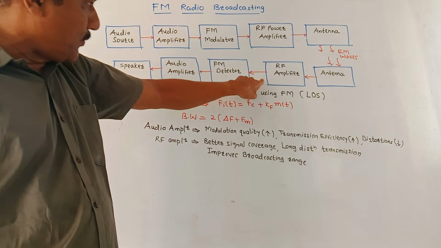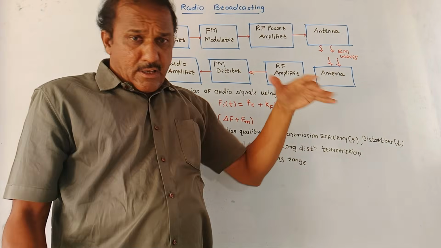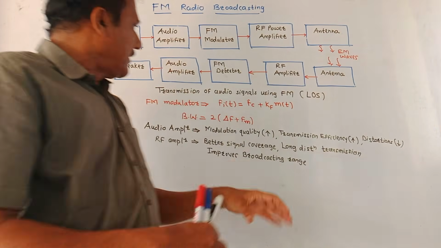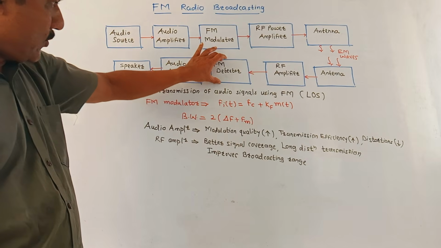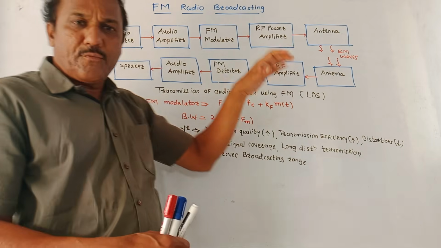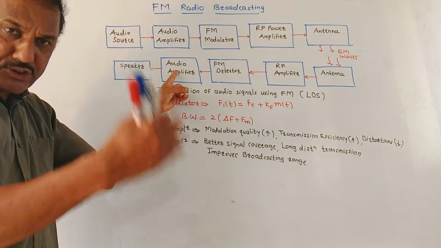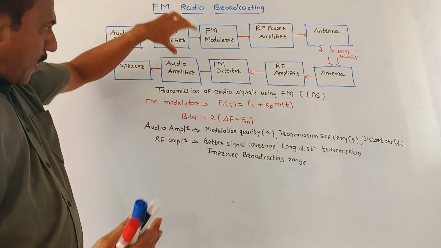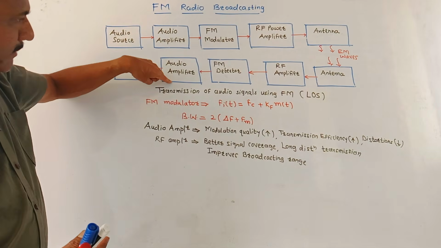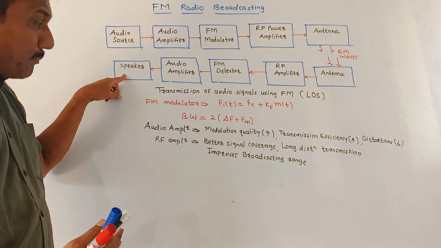Then its output is given to the FM detector. This is the demodulator. So the function of the FM detector is to extract the audio signal. This block extracts the audio signal, then it is applied to the audio amplifier. Like the audio amplifier of the transmitting section, this audio amplifier is used to boost and improve the signal strength. So the audio amplifier improves the signal strength and the output of the audio amplifier is given to the speaker.